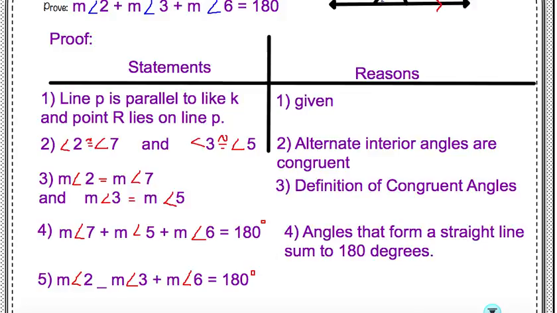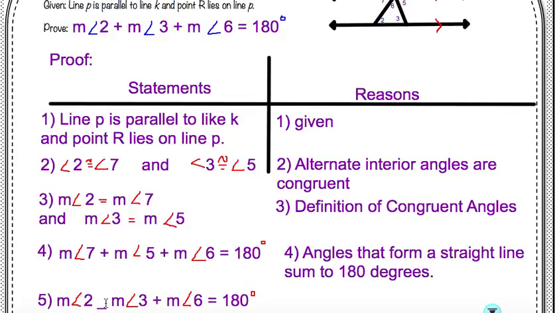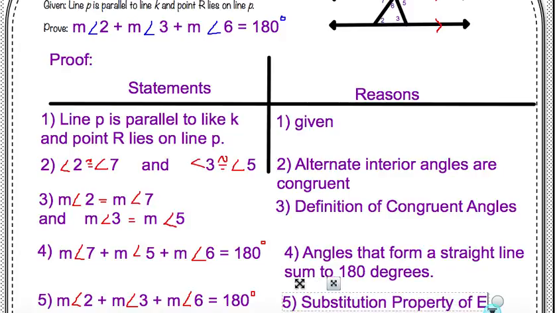Okay, let me go ahead and fix that. It's supposed to be a plus sign. Okay, and the reason is we just did some substitution. This is the substitution property of equality.